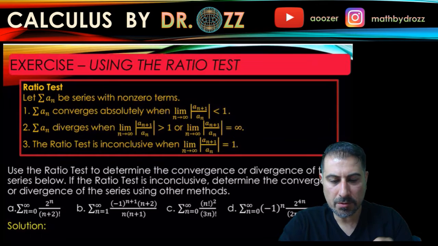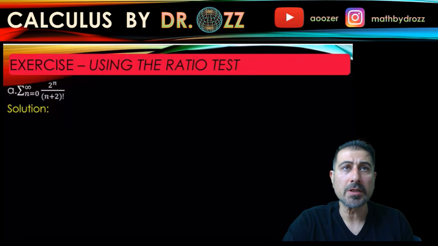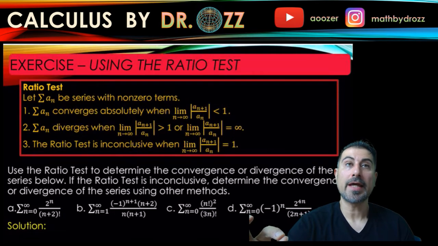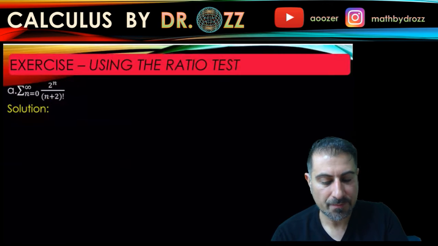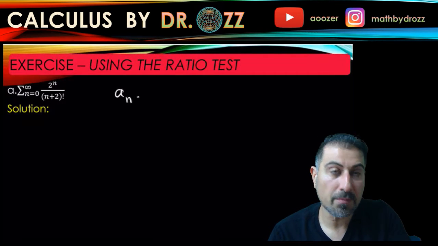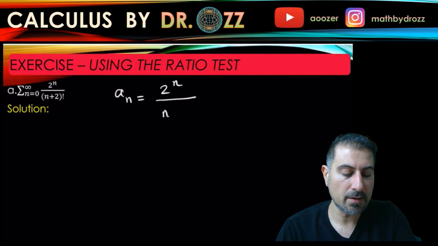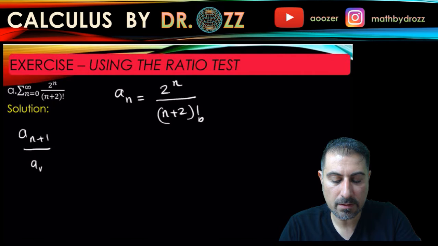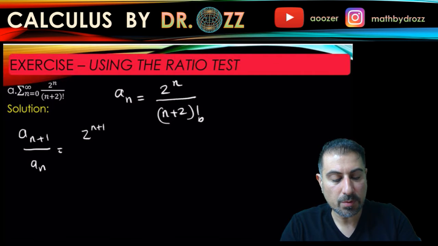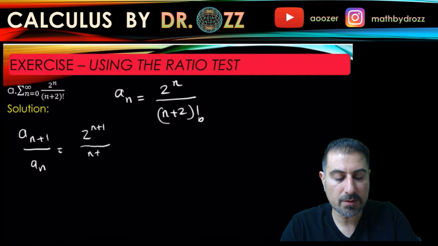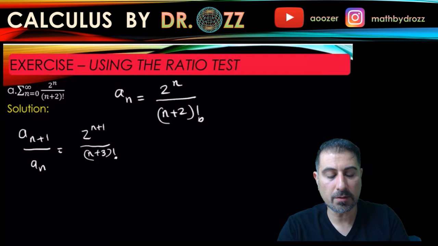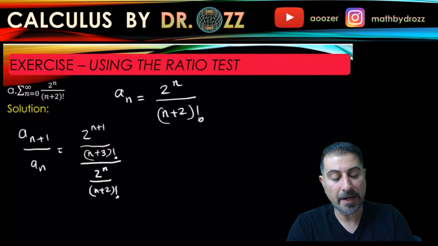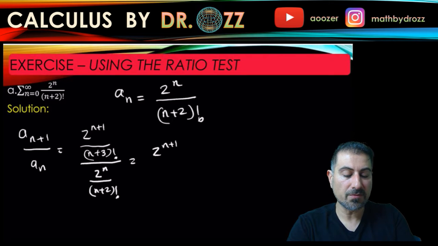Let's start with 2 to the n over n plus 2 factorial. As in the description, I'm going to look at the limit of the absolute value of a_{n+1} over a_n. So who is a_n to start with? Well, a_n is 2 to the n over n plus 2 factorial, and therefore a_{n+1} over a_n is equal to 2 to the n plus 1 over n plus 3 factorial. I'm replacing n by n plus 1 in the description of a_n, divided by 2 to the n over n plus 2 factorial. We have two fractions, and the bottom one is flipped over to simplify this expression.